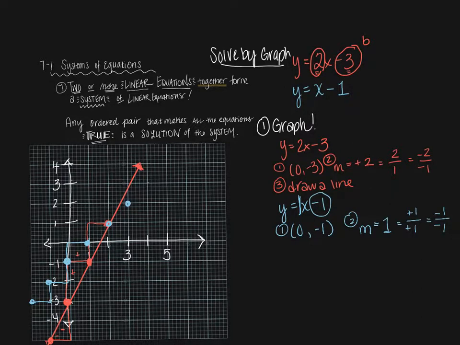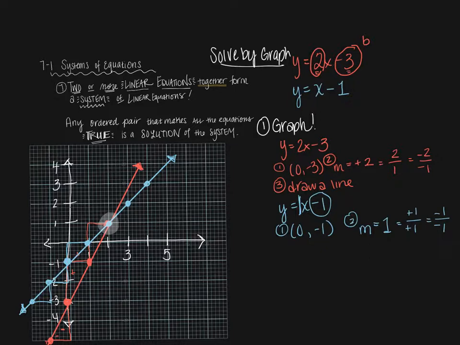And this is my line. Draw a line through it, and you should have something that looks kind of like that. Now notice I've got this cool point right here where my lines intersect, where both lines coincide. Where they coincide is a solution for this system.